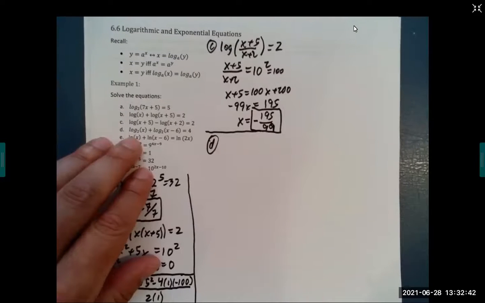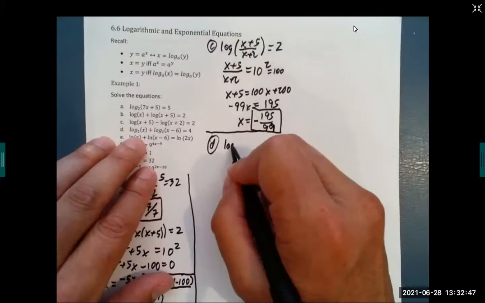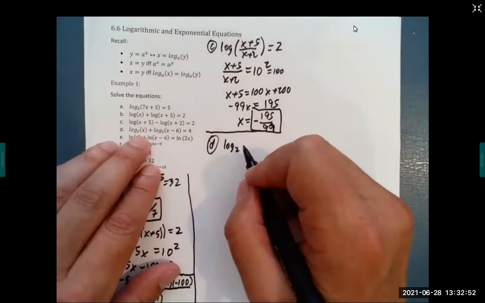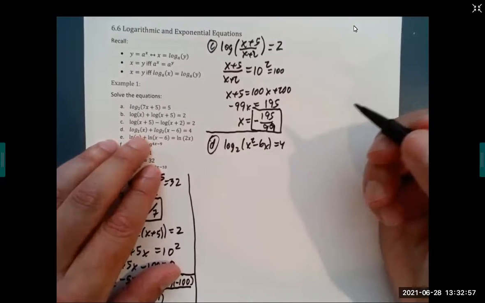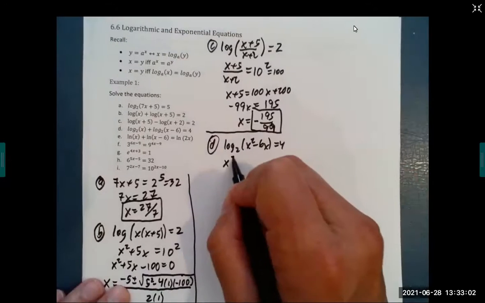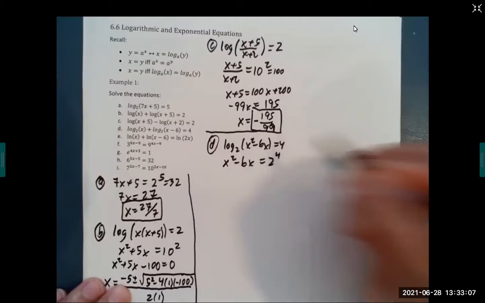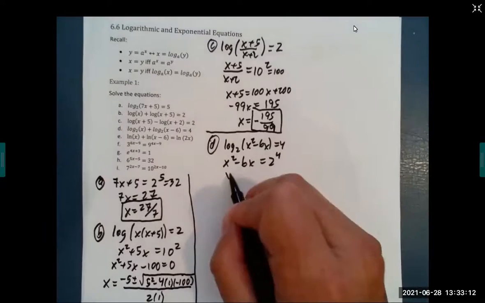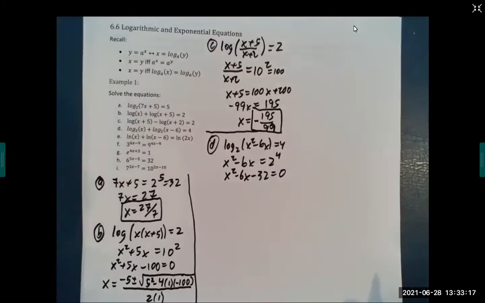So this one's very much like B here. I'm going to make this into a single logarithm. Log base 2 of, and because that becomes multiply, I'm going to go ahead and multiply it: x squared minus 6x equals 4. And once again, I'm going to convert it from logarithmic form into exponential form. x squared minus 6x equals 2 to the 4th power, which is 32. So this becomes x squared minus 6x minus 32 equals 0.